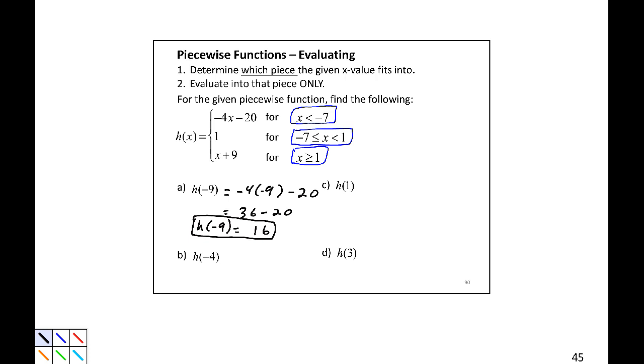Part B, h of negative 4. Well, negative 4 actually lines up with the second branch. It's between negative 7 and 1. So our value is just 1, the constant of 1.